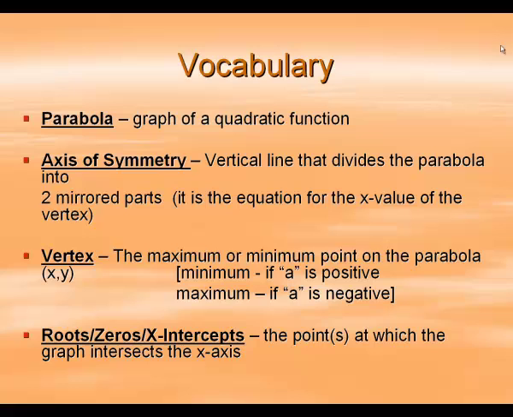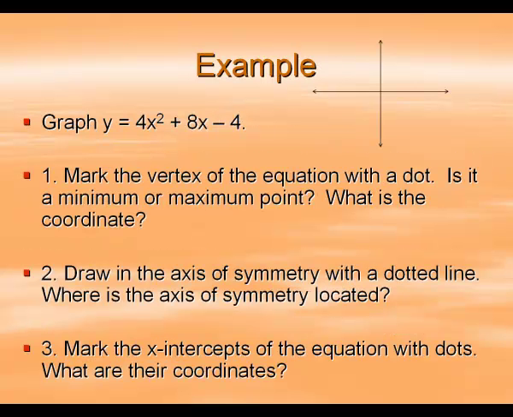It'll have a maximum. Roots, zeros, and x-intercepts all mean the same thing. These are the points where the graph crosses the x-axis. Okay, here's our first example.